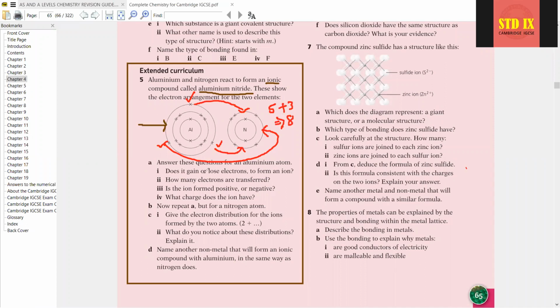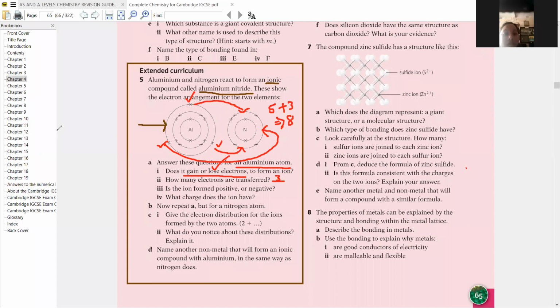Now, tell me whether aluminium loses or gains electrons. What does aluminium do, whether it loses or it gains? Loses. Very good, it loses the electrons. Loses is the answer. How many electrons does it lose? Three electrons.